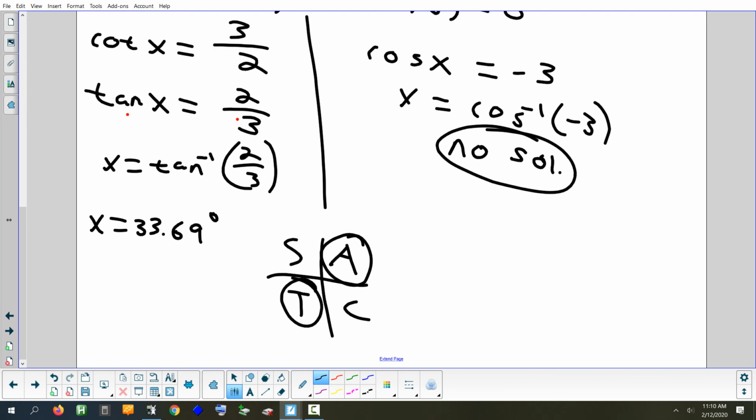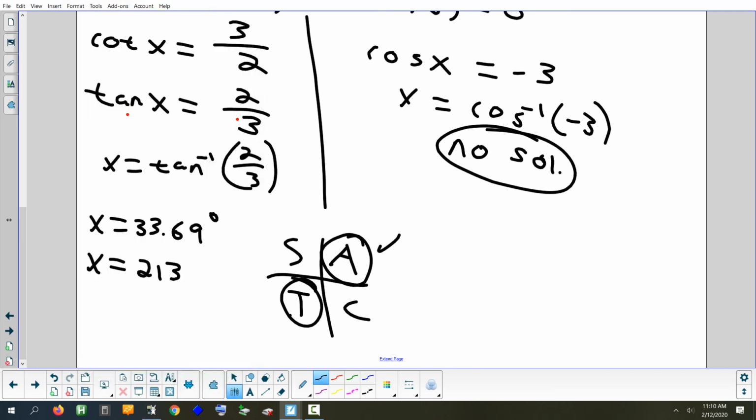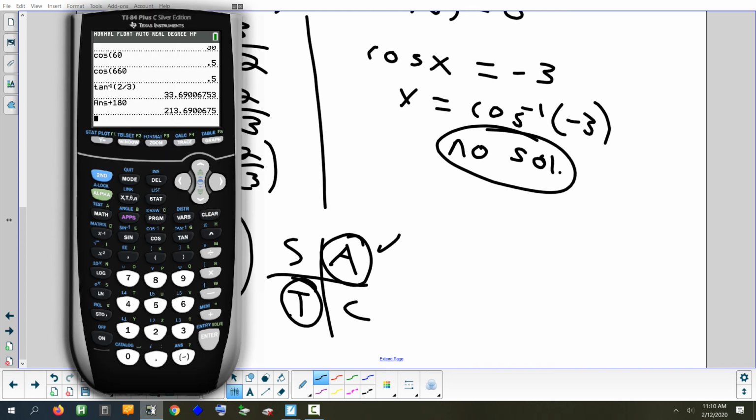What quadrant is that in? 1. There's that answer. It's always good when you get the quadrant 1 answer because it means you have your reference angle. We want quadrant 3. Add 180 to that. So that's 213.69. And if you want to check it, just plug that in, take the tangent of 213.69, and it should come out to 0.6 repeating.